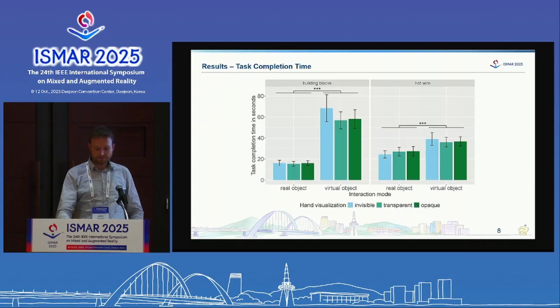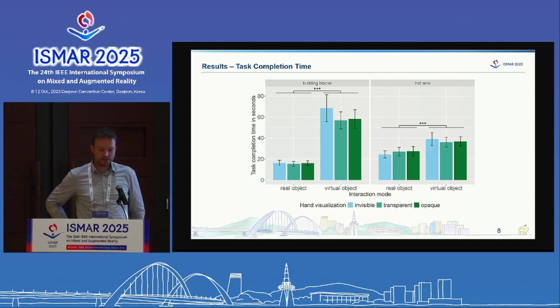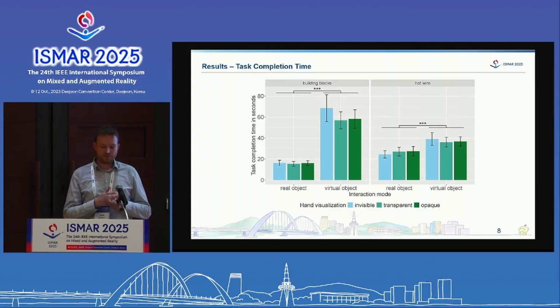All the conditions were counterbalanced. Coming to the results, looking at the task completion time, we see that for the building blocks task and the hotwire task, there was only a significant difference between the real and the virtual objects. So, as expected, we handle real objects most of the time, and handling virtual objects is more difficult or more finicky. So the task completion time will take longer in this regard.